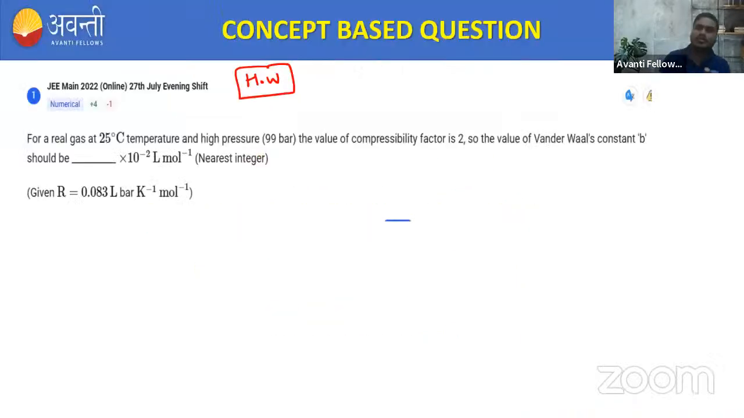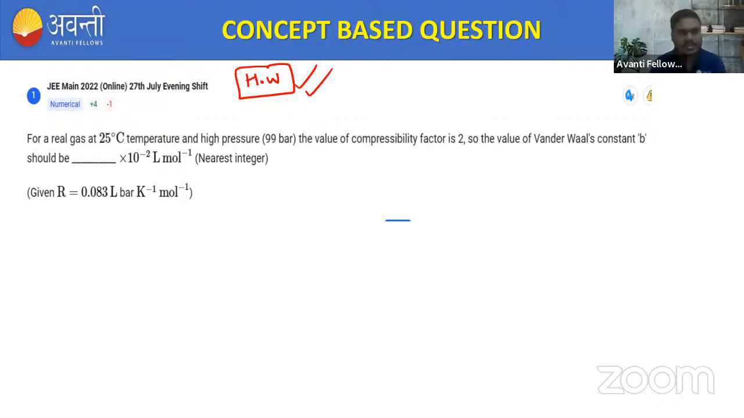So the question is, ये क्वेश्चन मैंने तुम लोगों को होमवर्क दिया था, this question I provided to you as homework question. So I hope सबने ही ट्राई किया होगा, सबने ही सॉल्व किया है, right? किसी ने ट्राई किया था क्या, because I'm going to discuss the solution of this question as well, right?